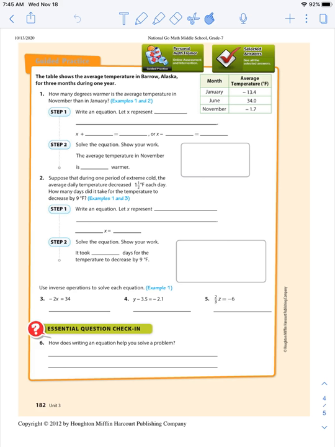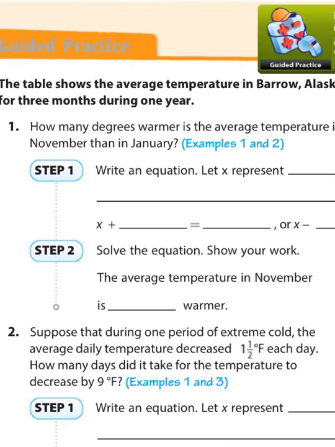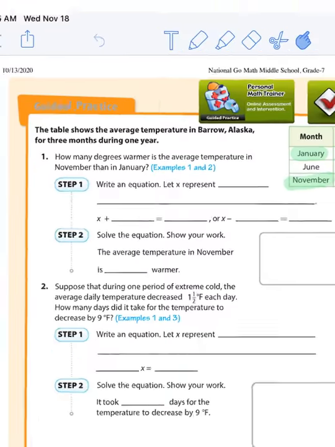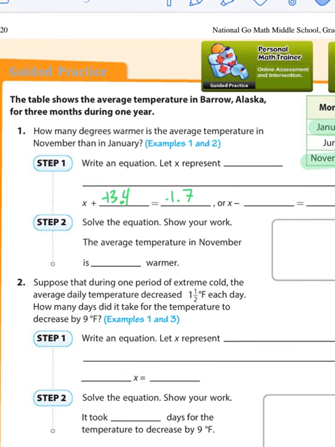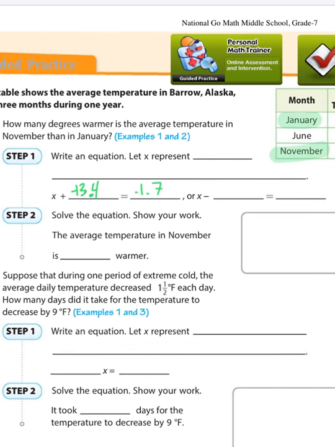Okay, number 1, how many degrees warmer is the average temperature in November than in January? Okay, so January is at -13.4. And I want to know how many degrees warmer it is to get to the November temperature of -1.7. So we're going to say x plus -13.4 equals -1.7. Or we can write this as x minus 13.4 equals -1.7.